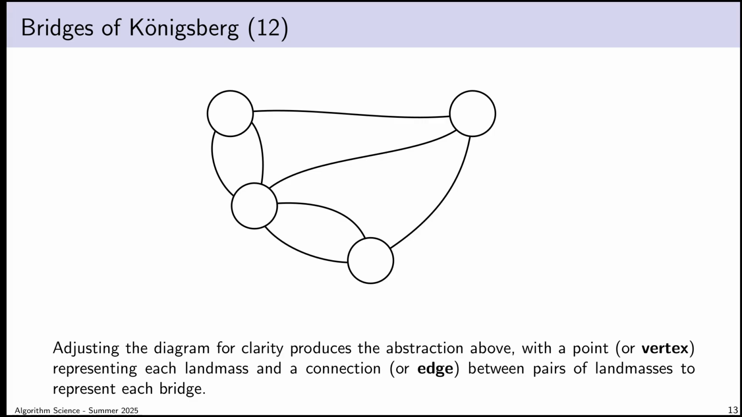Okay, but if you say something like point, people don't think you're as smart or clever. We want to use some crunchy mathematical terms. We're not going to say point. That's not going to get us taken seriously. We're going to call it a vertex. And we're going to represent the bridges by connections between pairs of vertices.